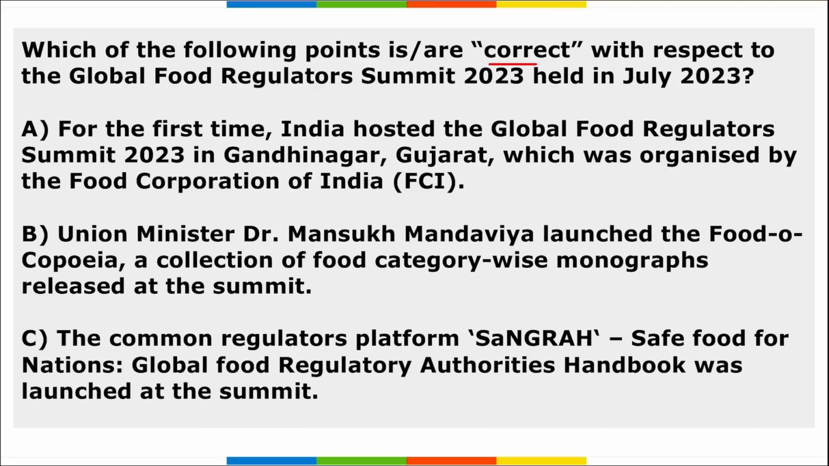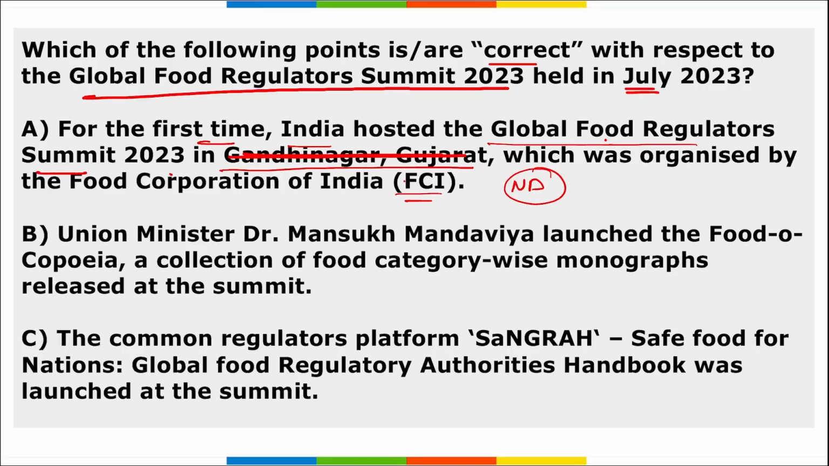Next, which among the following are correct with respect to the Global Food Regulator Summit 2023 held in July? Among the options, look at option A: for the first time India hosted the Global Food Regulator Summit in Gandhinagar, Gujarat, organized by FCI. Remember, the first part is correct, that is, it is for the first time India hosted it, but it was hosted not in Gandhinagar, Gujarat, but in New Delhi, and it was organized not by FCI but by FSSAI, right? FSSAI, that is your Food Safety and Standards Authority of India.